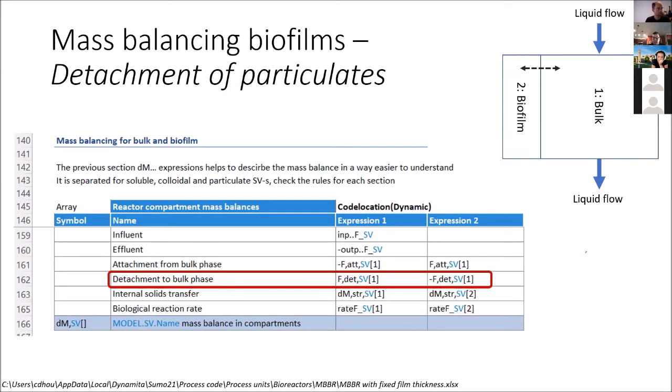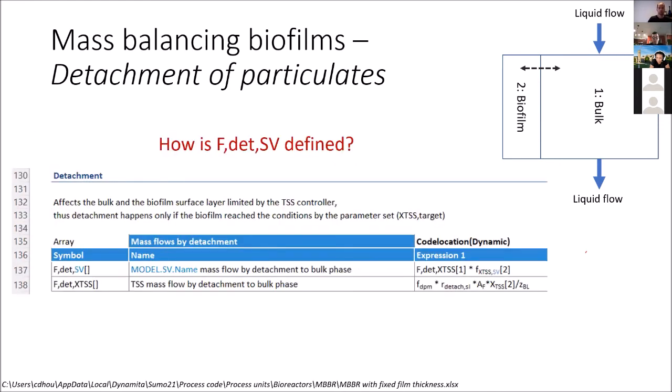Okay, so we talked about attachment. Let's talk about detachment. Here again, in our mass balance, it's a line item, but how we're going to define this parameter, you can consider that a sub-model. It's a sub-model, and you could define that model more than one different way. So let's take a look at how this is defined in the Sumo model. Here it's defined according to this expression. This is not very informative, but if we back into how F comma DET comma XTSS is calculated, then we can find fundamentally the underlying equation.